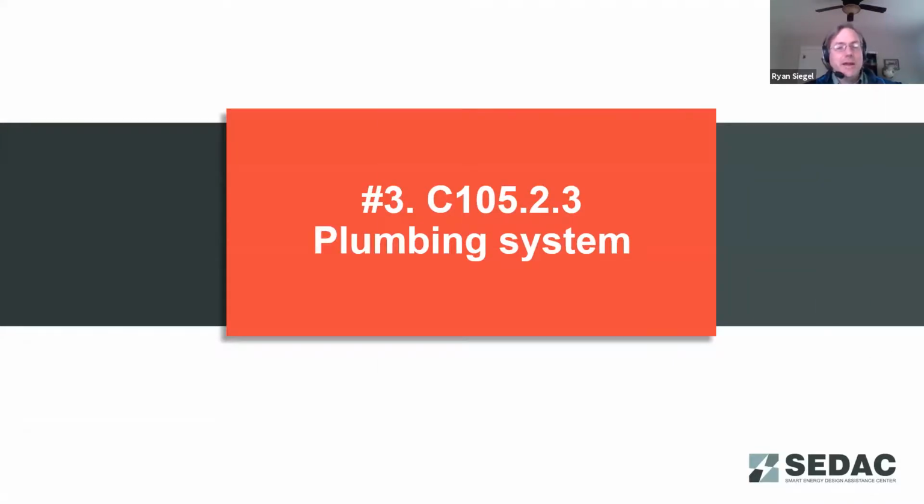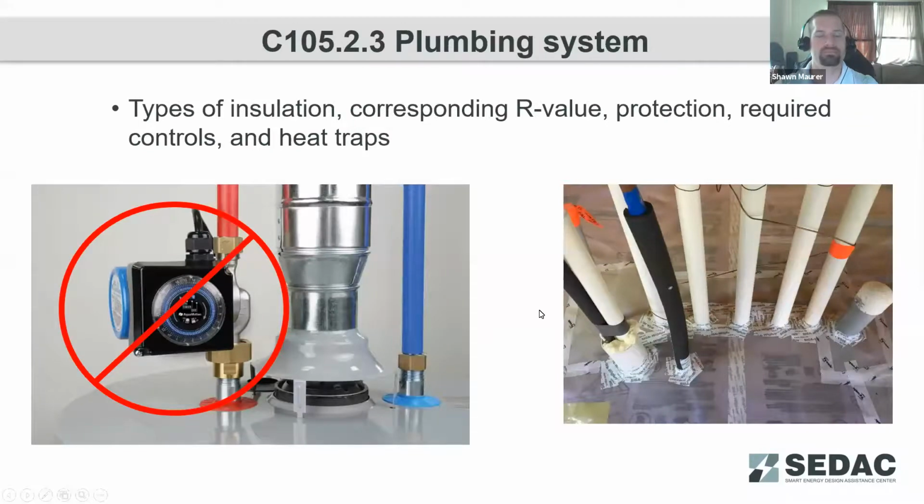So with that, I'm going to turn it over to Sean to touch on plumbing and mechanicals. All right, thank you very much, Ryan. The first thing we're going to touch on are commercial plumbing systems. So when you're going through and looking at your site inspection, there are a number of things that you're going to be looking for: types of insulation and level of insulation on the plumbing lines, the corresponding R value of that insulation, whether that insulation is properly protected from weather, UV, mechanical damage, the required controls on the plumbing systems if you've got circulating hot water systems, and heat traps on the hot water storage tanks.